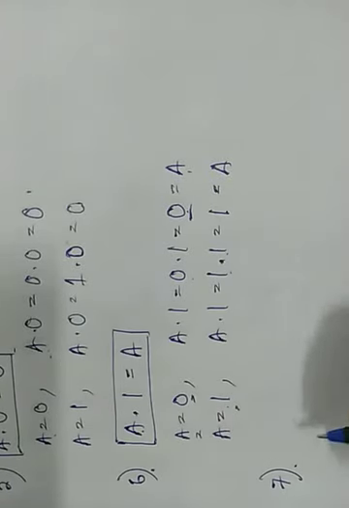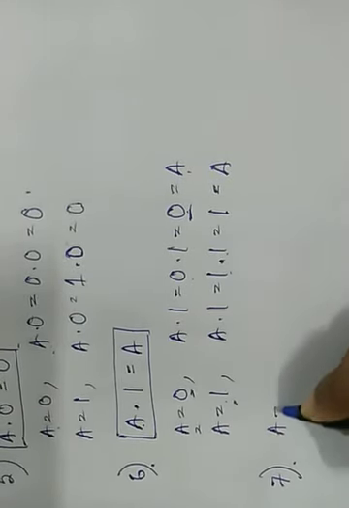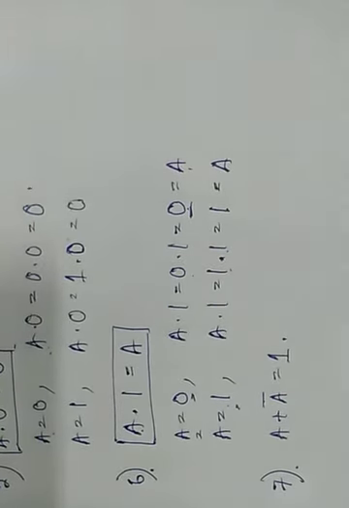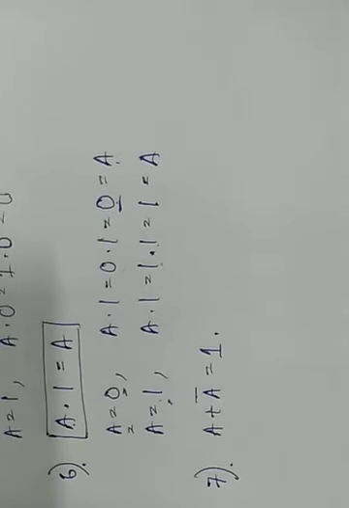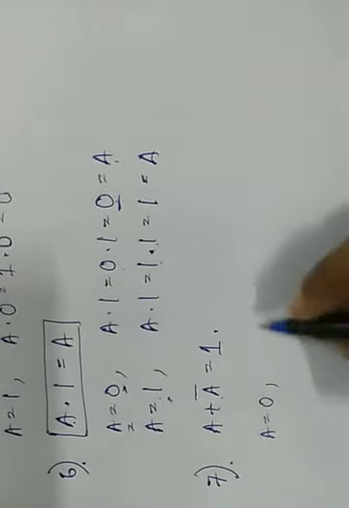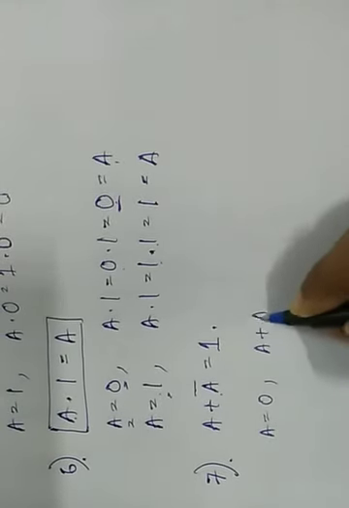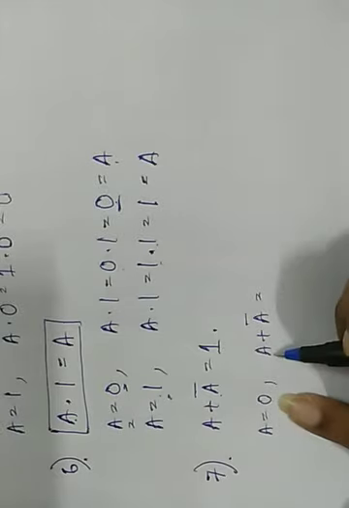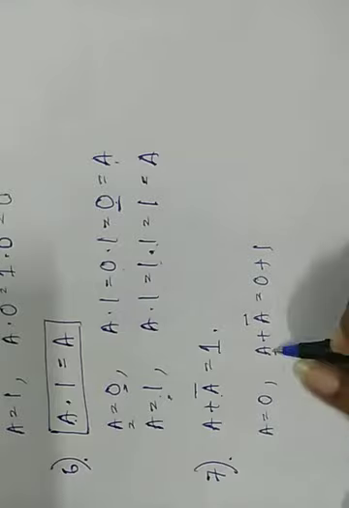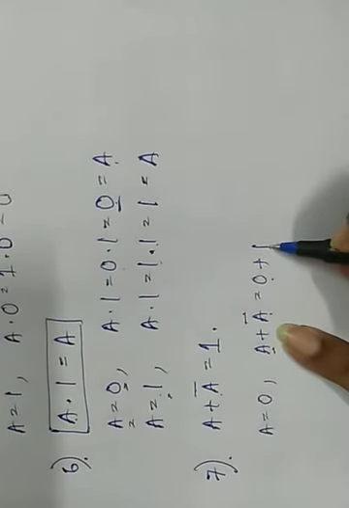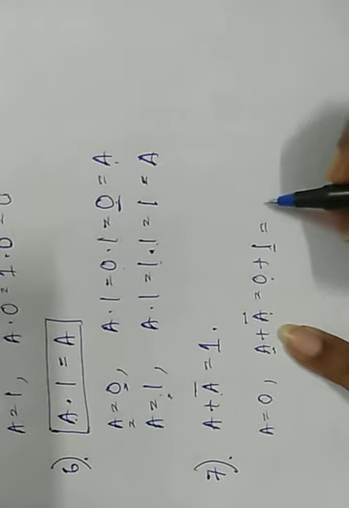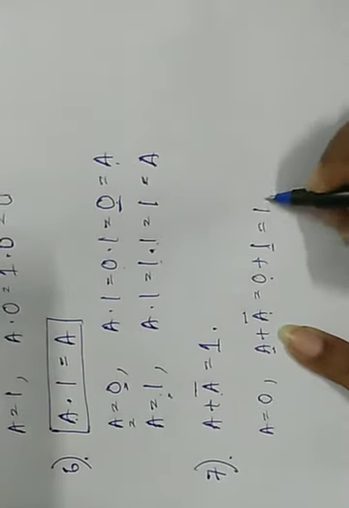Our seventh identity. Seventh identity is a plus a complement equals 1, this is very important. So whenever a is 0, our expression is a plus a complement. So a is 0, that means 0 plus a complement, which is 1. So 0 plus 1, an OR operation having a single 1, is 1.